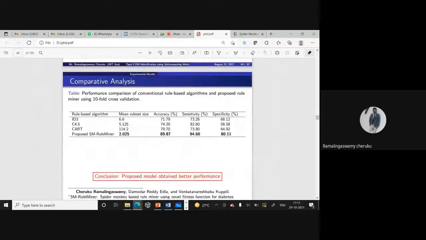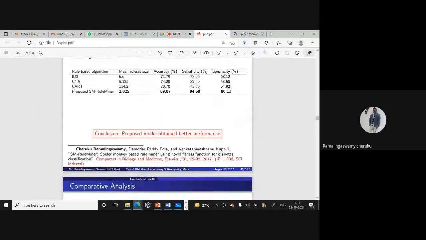We published this paper in an Elsevier journal, Computers in Biology and Medicine. I think the impact factor is now more than 3, though I didn't check recently.